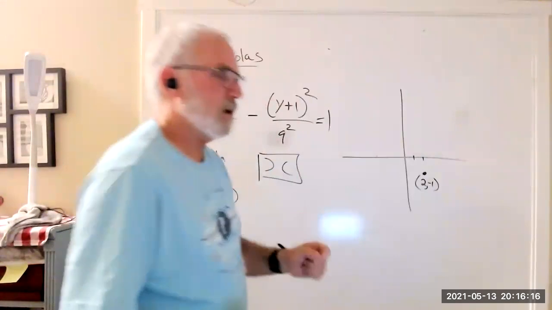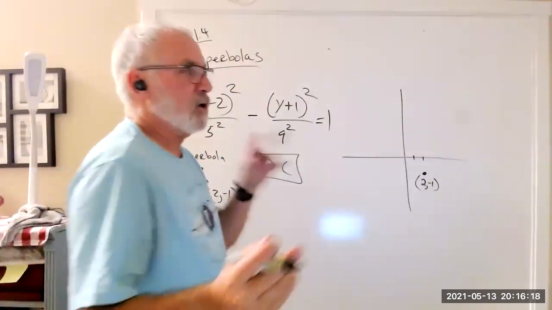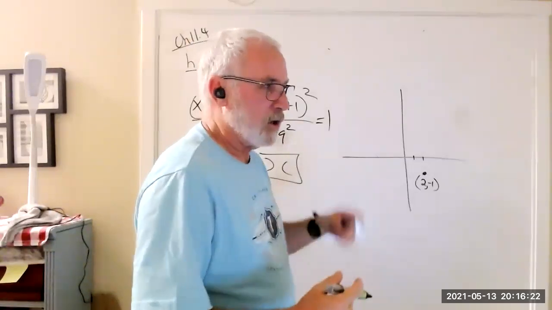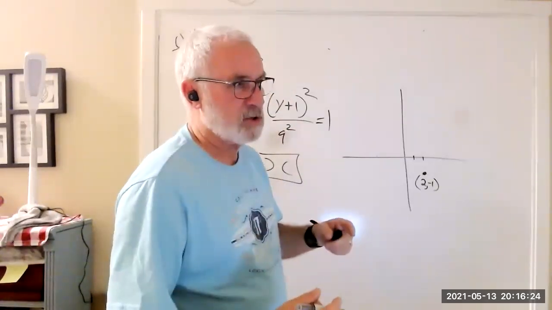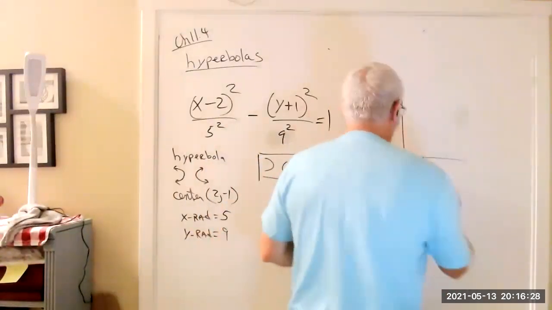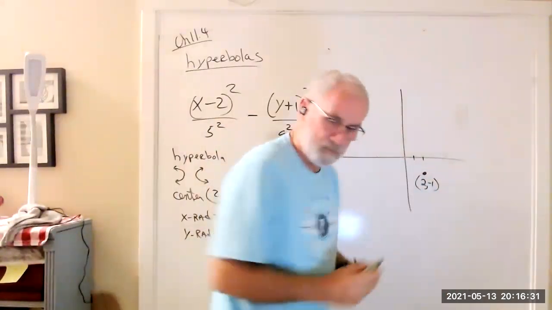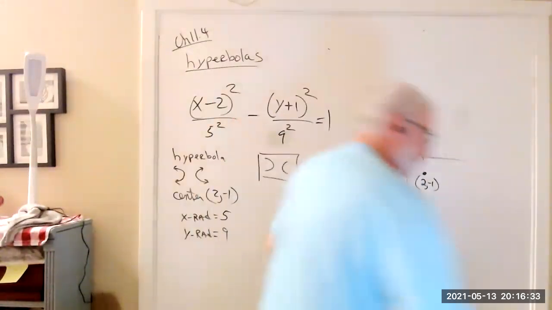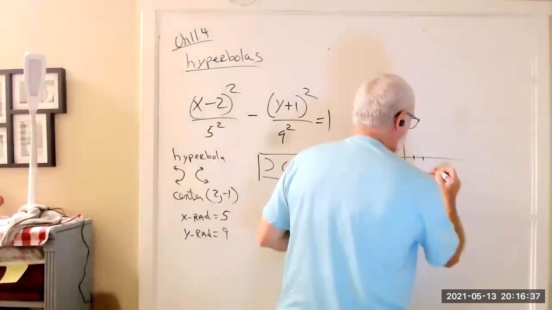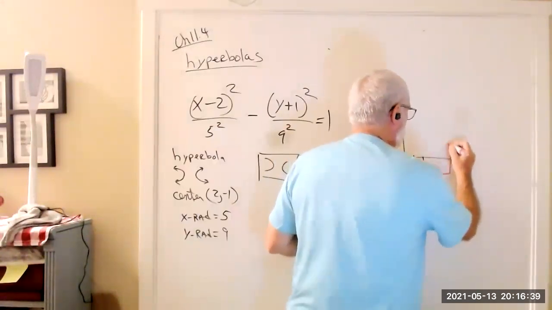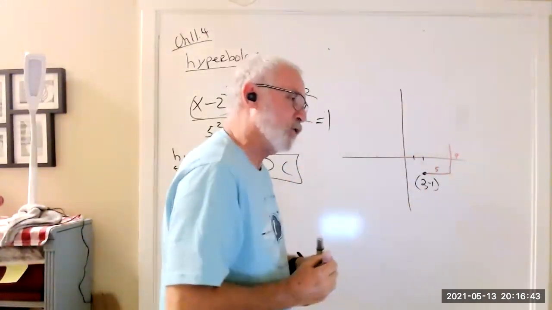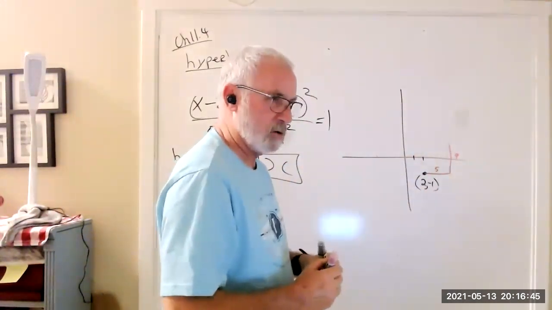Okay. Now, here's the catch. Mom is suddenly going to draw some asymptotes. What you want to do is go over 5. Let me get my red pen. You want to go over 5, up 9, and you want to control those asymptotes. You're going to have to do that with your mouse.